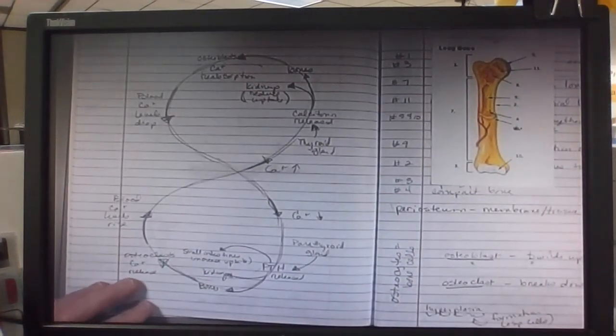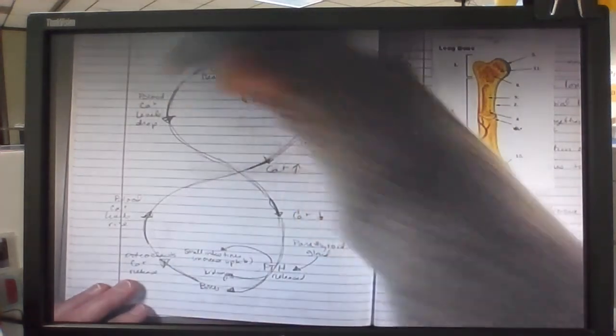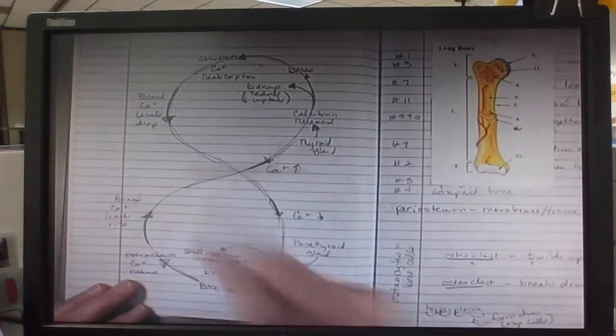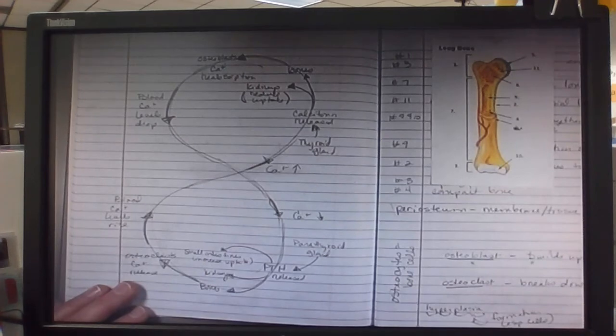Has a general figure 8 shape. Negative feedback loops, one stimulus causes an opposite reaction. Stimulus causes an opposite reaction. Okay, so let me walk you through this, and I'll let you copy it.